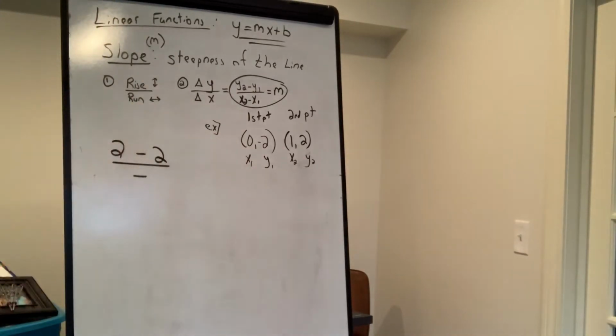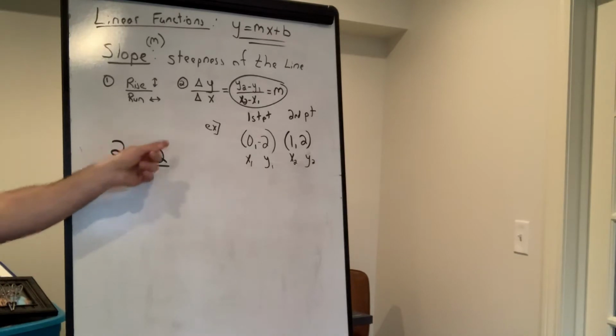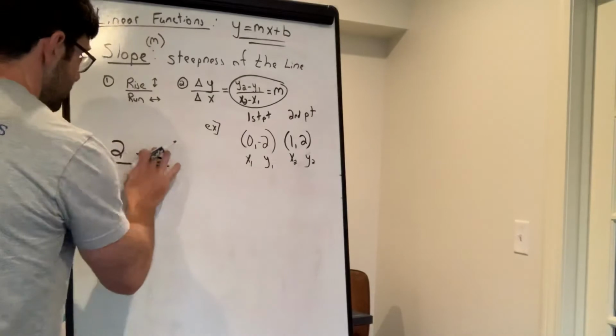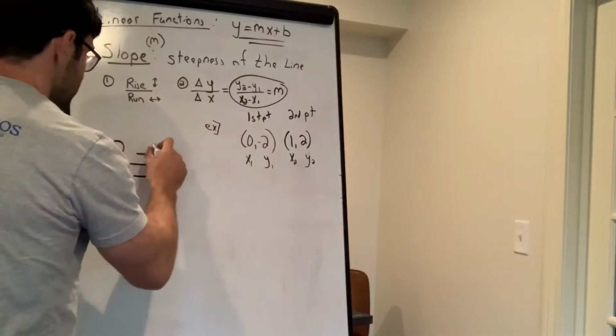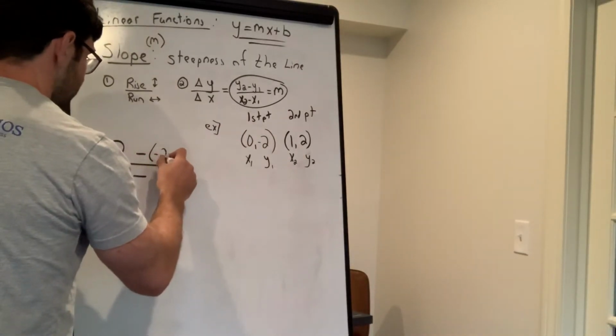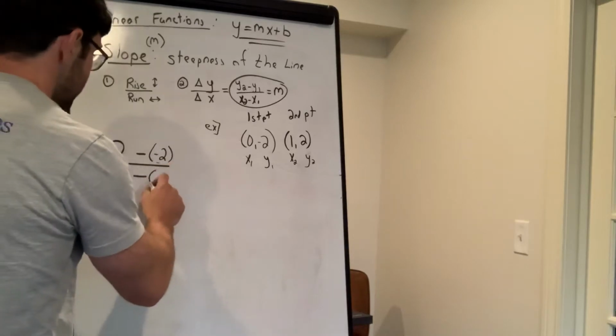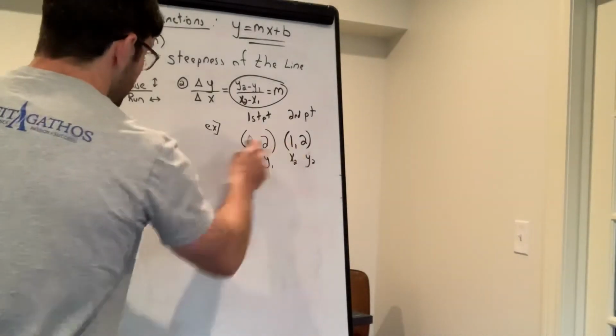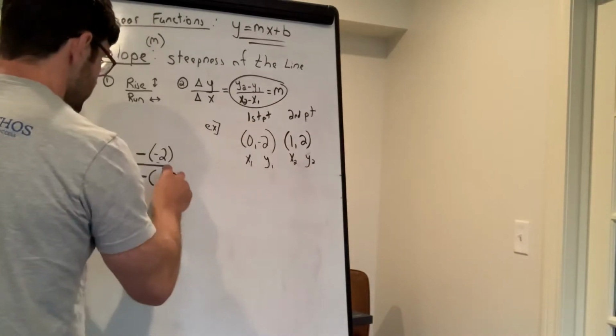Does this say -2? Well, this portion does, but remember the equation is minus y1. So when that happens, you need to think that no matter what, this second number is acting like it's going into parentheses. So I have 2 minus a negative 2, 1 minus 0.